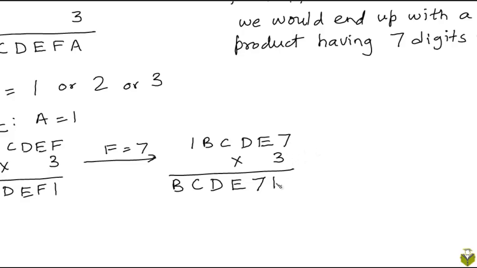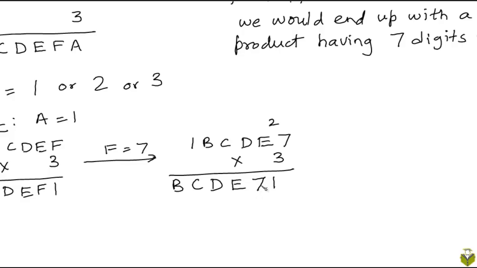So if 3 7s are 21, we would have a carry of 2 into the next column. Now 3 times this letter E plus that 2 would yield a number which would have a 7 in the units place. So which multiple of 3 when added to a 2 gives rise to a number with a 7 in the units place?